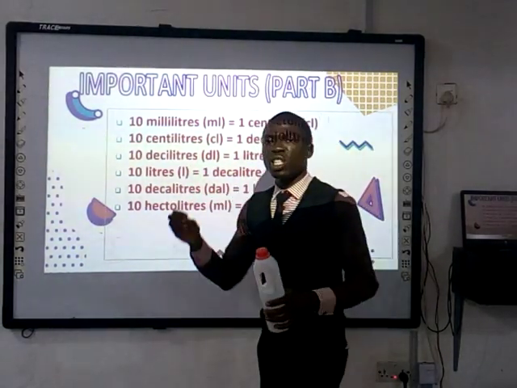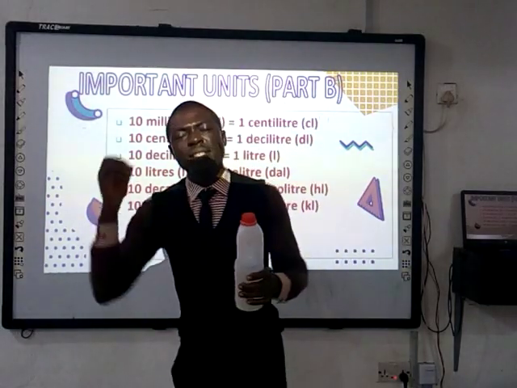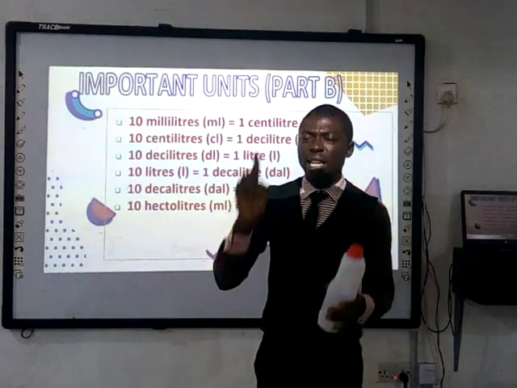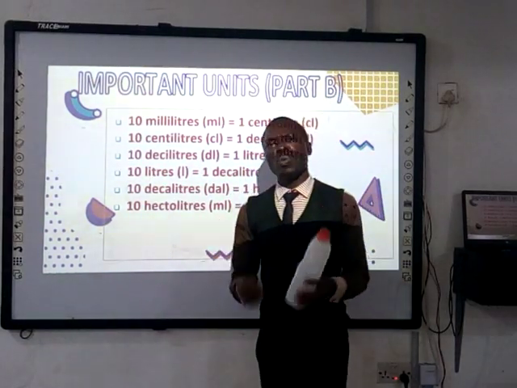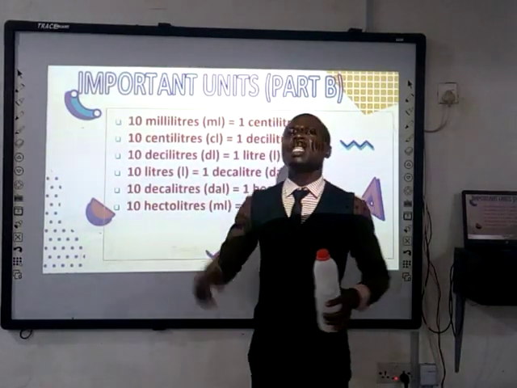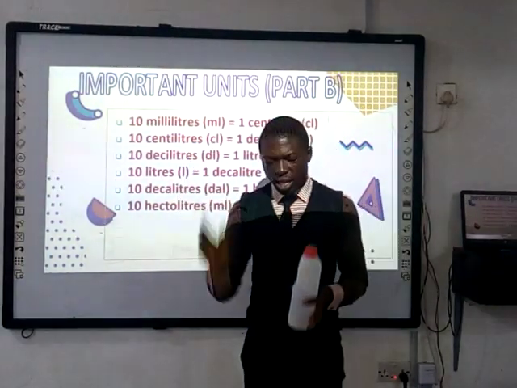10 milliliters make 1 centiliter. 10 centiliters make 1 deciliter. 10 deciliters make 1 liter. 10 liters make 1 decaliter. 10 decaliters make 1 hectoliter. 10 hectoliters make 1 kiloliter.